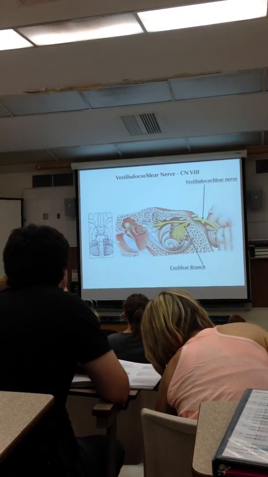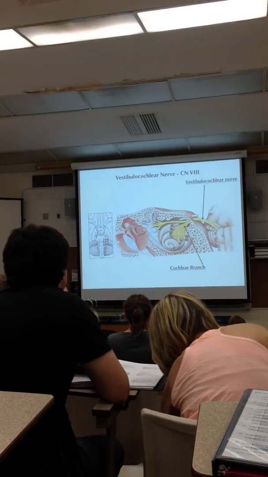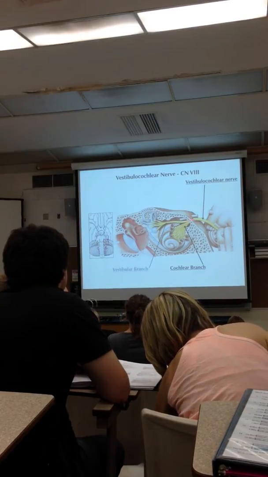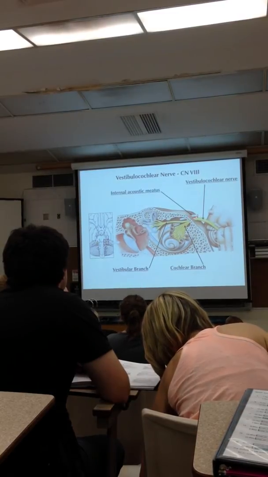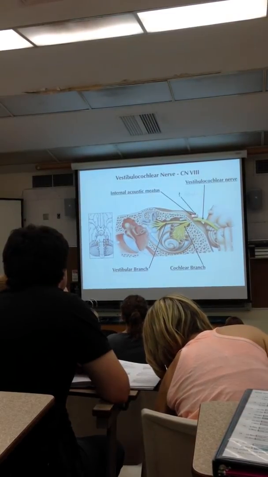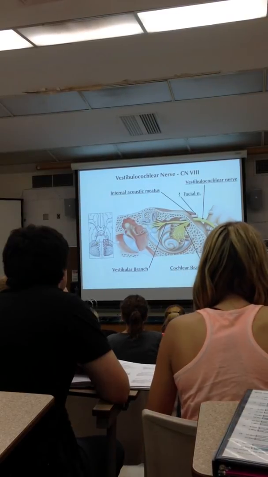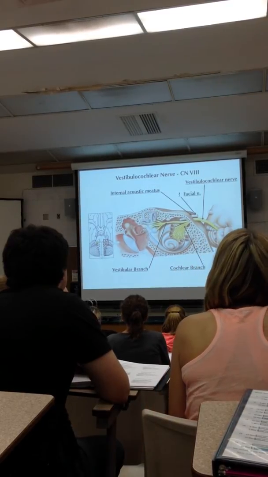Okay? And this is that internal acoustic meatus right here. Okay, that's the vestibular part, the cochlear part. And this other nerve traveling in here is going to be that facial nerve sitting right there. Okay? We okay with this?